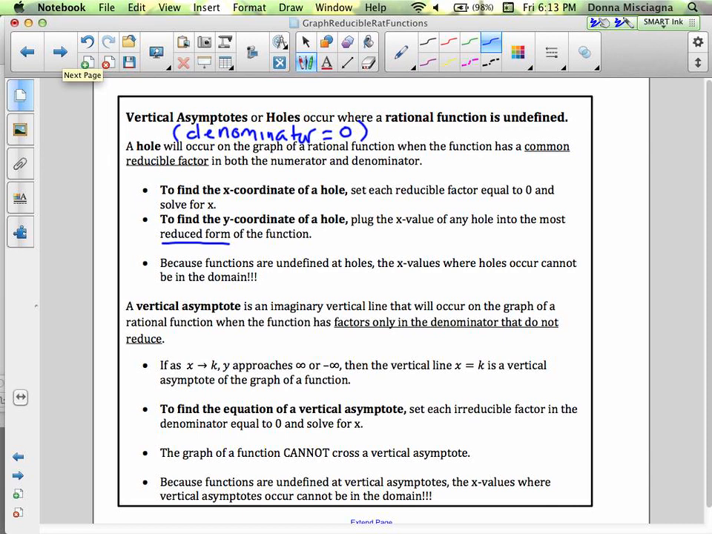Because functions are undefined at holes, the x values where holes occur cannot be in the domain. So we have to take out, so we're going to take vertical asymptotes and x values of holes out of the domain.